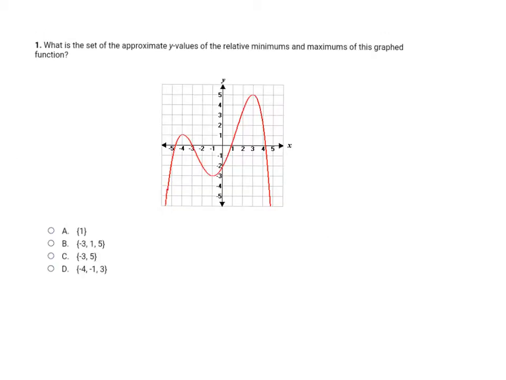Here they want to know what are the y values of the relative min and max on this graph. A relative min and max is just a place where you have the top of a hill or the bottom of a valley. I have 3 here that I showed you with my black dots, and I'm just going to look at my y value. My y value here is 1. My y value here is negative 3. And then my y value for the last one is 5. So my answer is going to be negative 3, 1, 5, which is choice B.